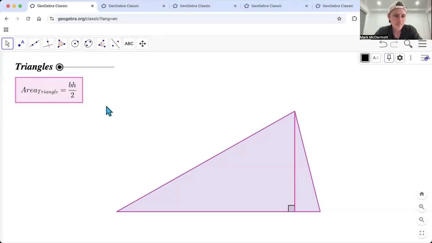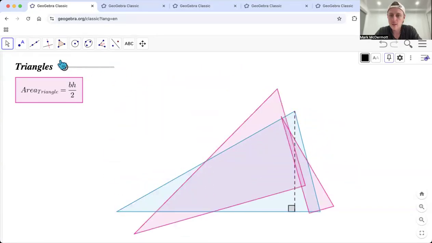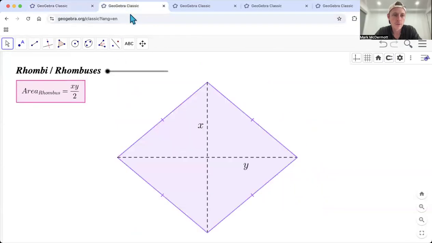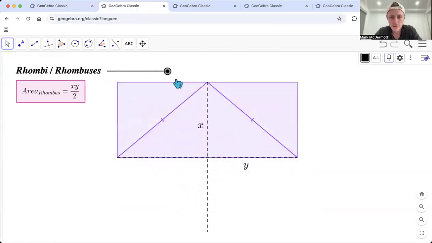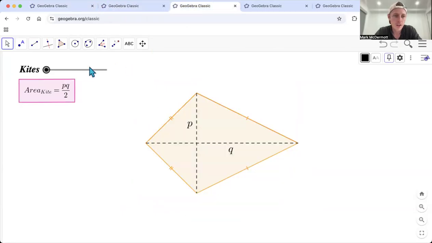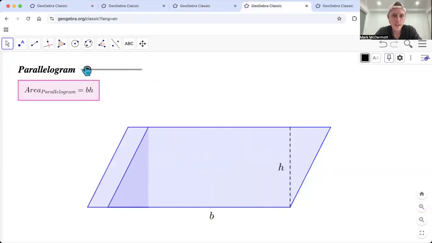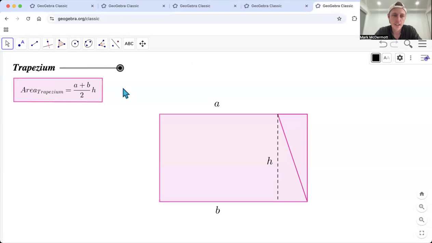Everything is a rectangle. So if you grant me the fact that a triangle is half a rectangle, I'll show you that all these other quadrilaterals that we've learnt about are also rectangles. So let's run through them quickly. Rhombi or rhombuses. Looks like a rhombus, secretly a rectangle. Kites, secretly a rectangle. Parallelogram, very obviously a rectangle in disguise. And a trapezium, again, rectangle in disguise.